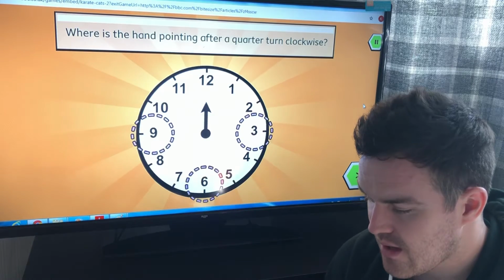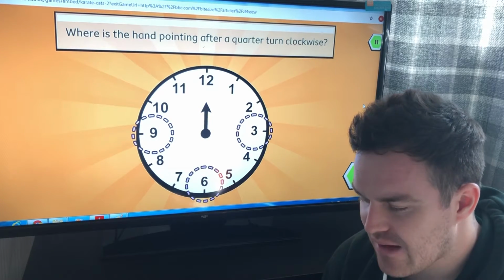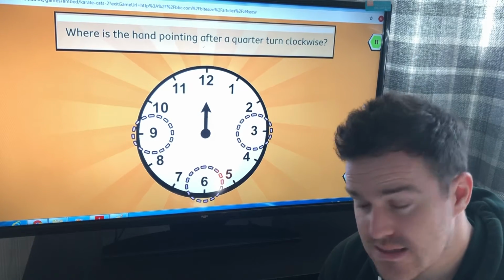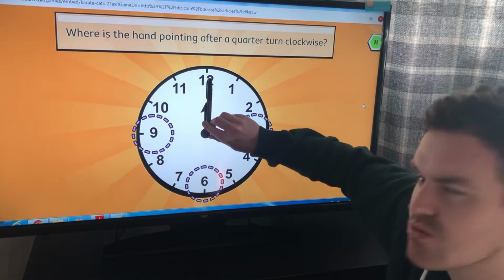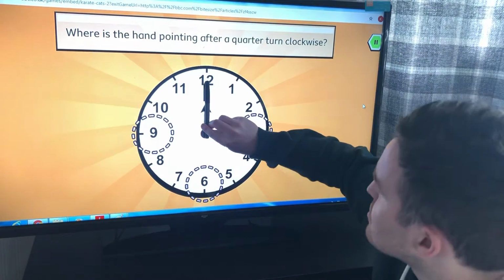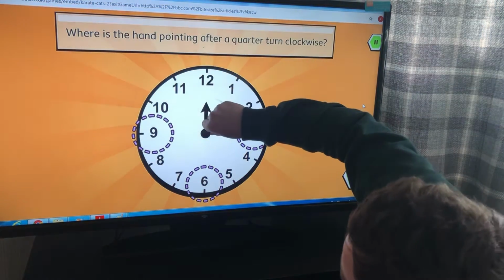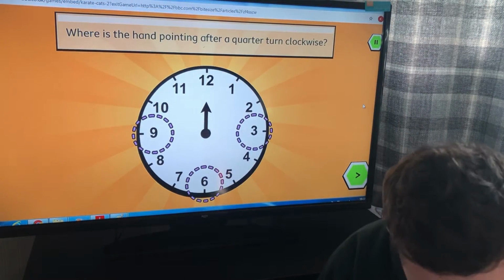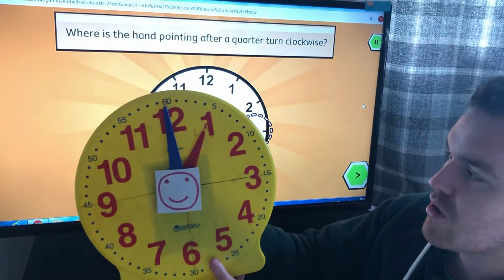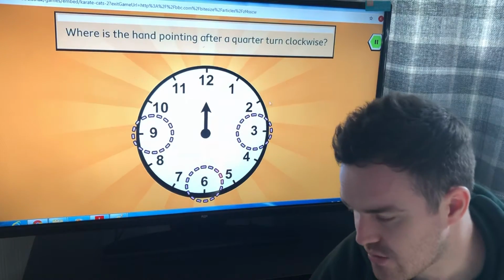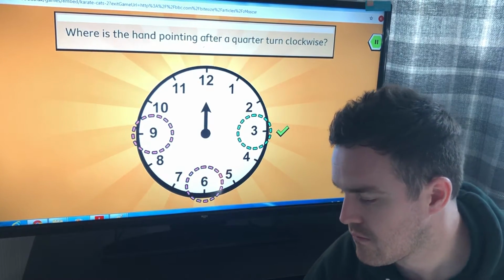Where is the hand pointing after a 1/4 turn clockwise? So it's my arrow. I'll do a 1/4 turn clockwise. So clockwise is that way, isn't it? Because that's the way a clock goes. 1/4 turn clockwise should be at 3. Let me just double check on my big clock. 1/4 turn clockwise. I think it's 3. It is 3.